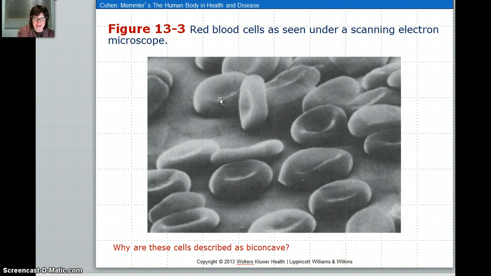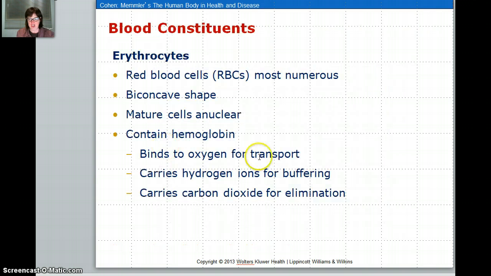So the hemoglobin has a couple of functions. Main function of hemoglobin is to transport oxygen. A smaller function of hemoglobin is to transport hydrogen ions, and a very small, insignificant amount of carbon dioxide is carried on the hemoglobin. Most of it is dissolved as hydrogen carbonate that is in the blood plasma. We'll talk about it later.